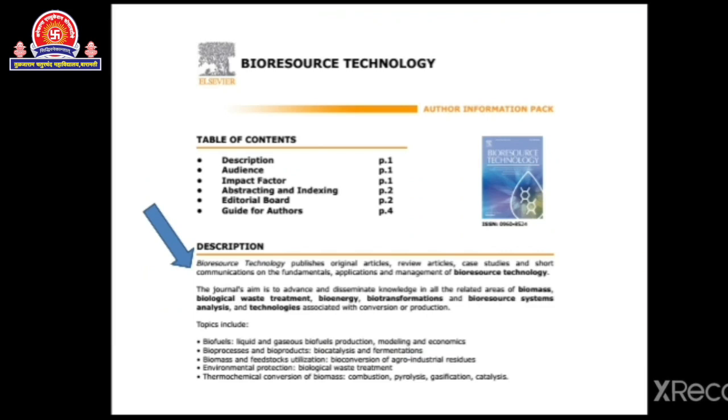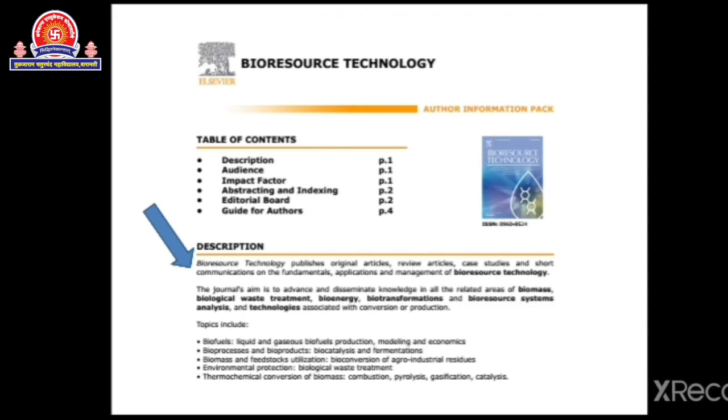So while selecting a journal, for example, I have opened Bioresource Technology. When I open this, this is what is displayed. This gives the description of the journal, then the guidelines, impact factor, abstracting and indexing, and who is on the editorial board. That is again a very important criterion to be considered, that is, who the contributors on the editorial board are.